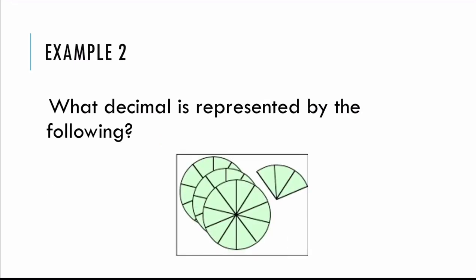Now we have circles. If I just count how many segments the circle is split into, 1, 2, 3, 4, 5, 6, 7, 8, 9, 10, it means that again, each small segment represents 1/10. So here we have 1, 2, 3 wholes and 1, 2, 3 tenths. So 3.3 is what's represented here.